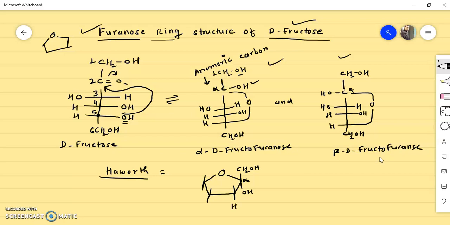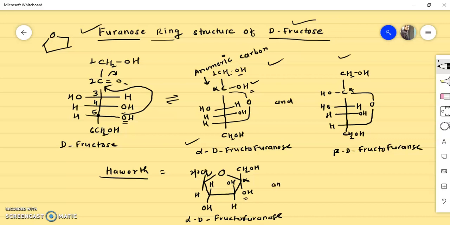Then there will be H, here will be OH. Then here will be H, and then here will be CH2OH, I can say. So here is a hydrogen, here is an OH. So this is the alpha D Fructofuranose. So it is very simple to draw the Haworth form from the Fischer form. Just once again I will repeat, the groups which are on the right hand side, draw them below the plane.